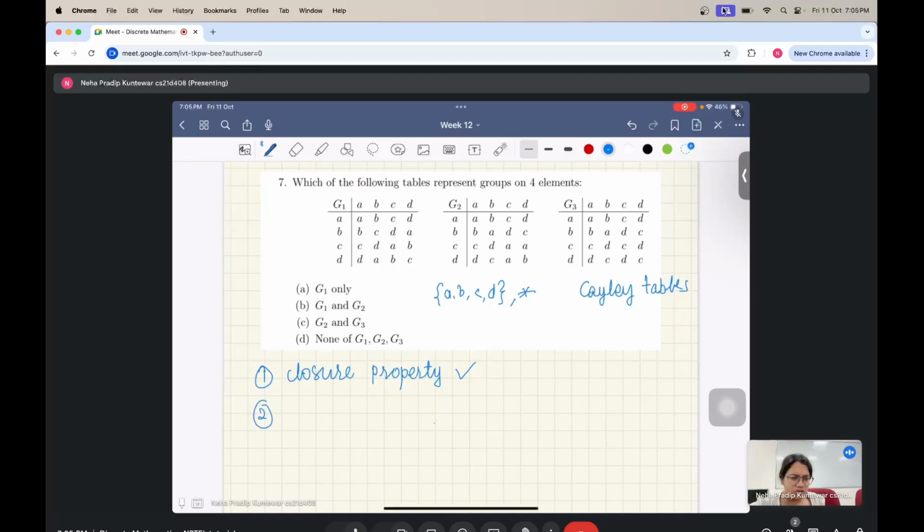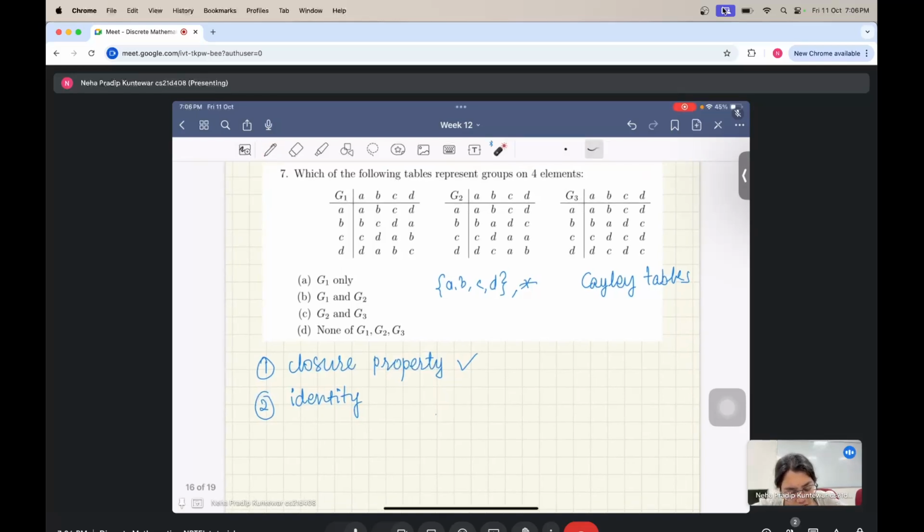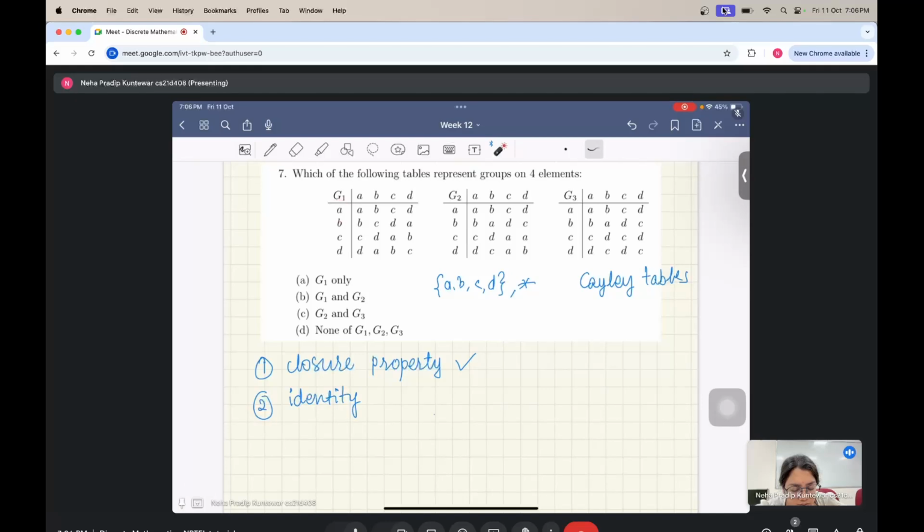The second thing is associativity, which we'll check later, because it's typically hard to check as there are a lot of conditions. The easy one would be identity. If it does not satisfy identity in the first place, then I will reject it then and there. Let's look at identity for the first group. Notice that if I look at this element A and multiply it with any other element, it gives me back the same element. So A with A gives me A, A with B gives me B, A with C gives me C, and A with D gives me D. And the same thing happens in this column for A. So that means A is an identity element for this group.